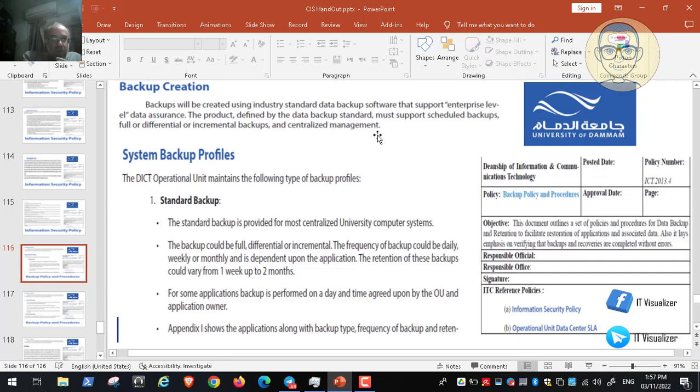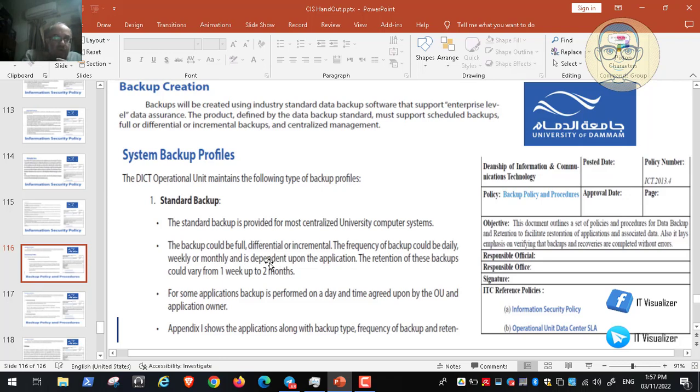So let's see what the standard backup is. We have system backup profiles, and we have a standard backup. So it classifies backups into categories. Standard backup is provided for most centralized university computer systems, which includes workstations and servers. You take this backup maybe on a weekly or monthly basis. The backup could be full, differential, or incremental. The frequency of backup could be daily, weekly, or monthly.